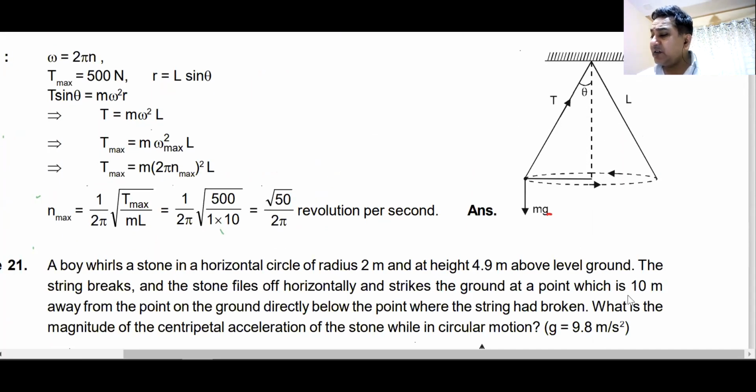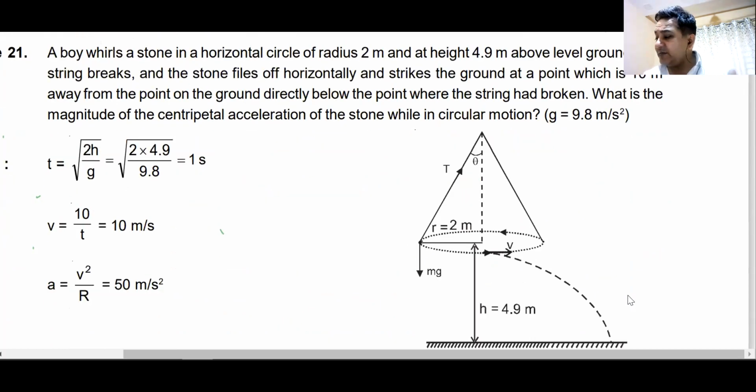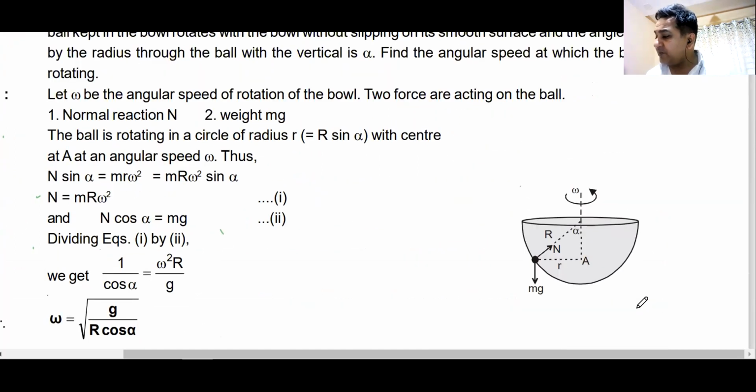Same question of conical pendulum, same concept, nothing changes. This is towards the center. Inside direction is tangential. This direction is perpendicular. You make equations along two directions and you are done.